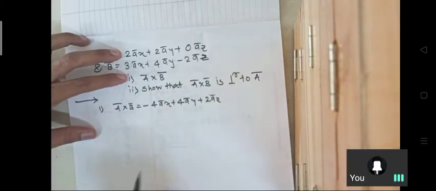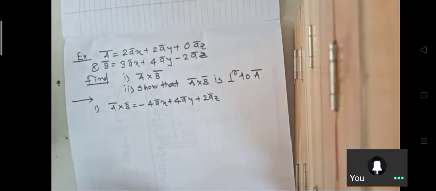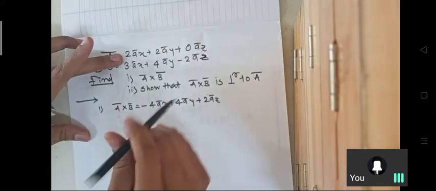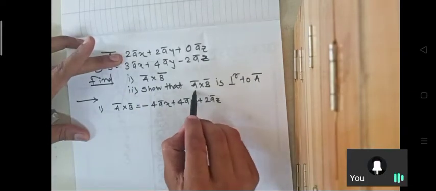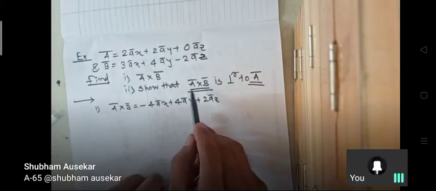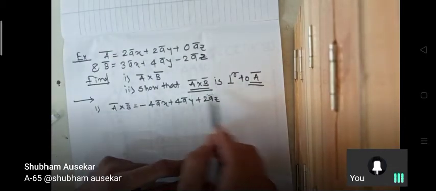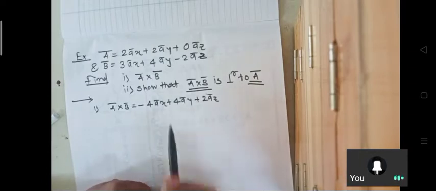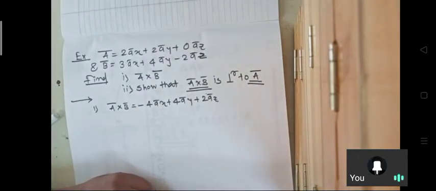Right? We have already got this answer earlier. I think we have already solved it. But what about this? Show that a bar cross b bar is perpendicular to a bar. If we want to show that these two are perpendicular, what should we do? What we have to show?